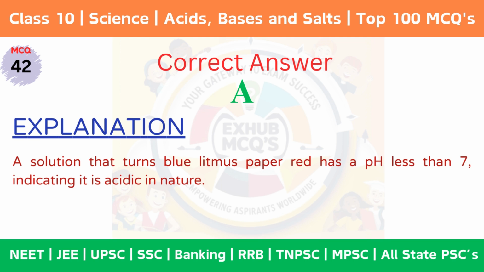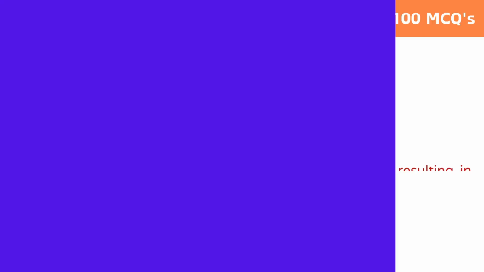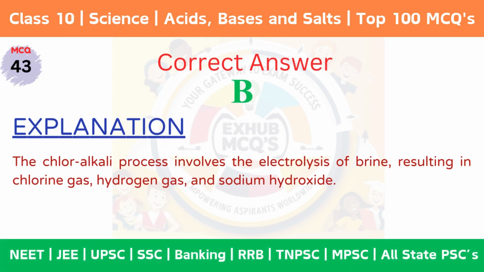MCQ 43. Which process produces chlorine gas, hydrogen gas, and sodium hydroxide? Option A, neutralization. Option B, chlor-alkali process. Option C, Haber process. Option D, electrolysis of water. The correct answer is option B, chlor-alkali process. Explanation. The chlor-alkali process involves the electrolysis of brine, producing chlorine gas at the anode, hydrogen gas at the cathode, and sodium hydroxide near the cathode.